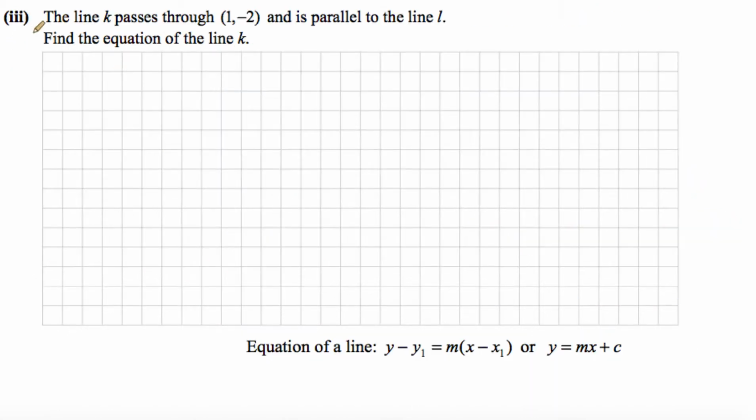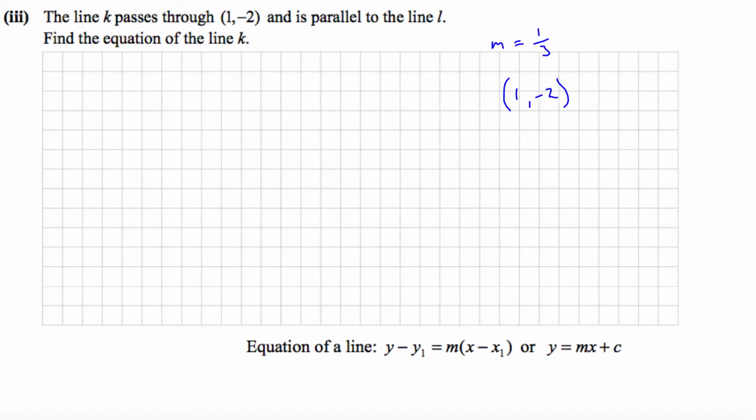Okay, so finally, part 3, the line K passes through the point (1, -2) and is parallel to the line L. Find the equation of the line K. Okay, well, if it passes through this point and it's parallel to the line L, it means it has the same slope. So the slope of the line L was 1/3. So this line K will have the same slope. So our slope is 1/3. Our point is (1, -2).